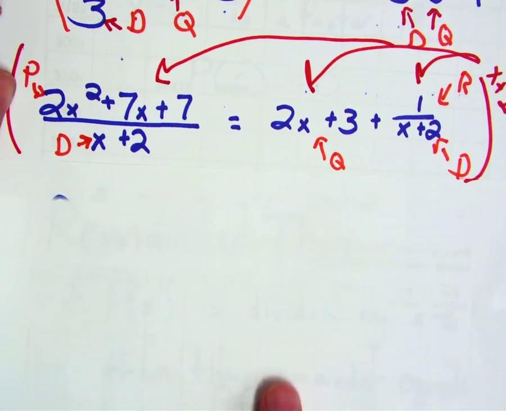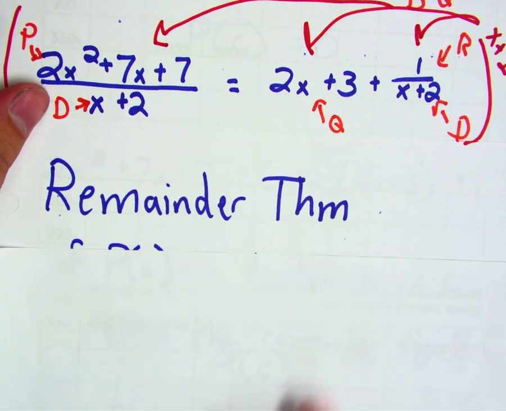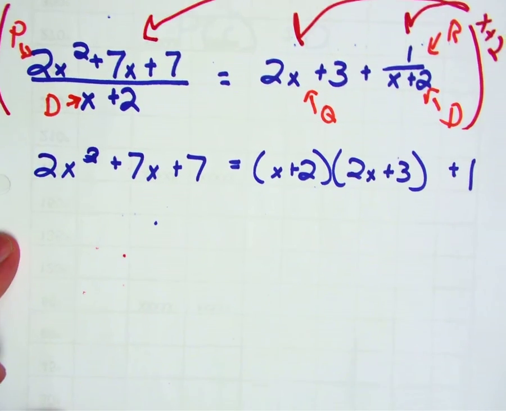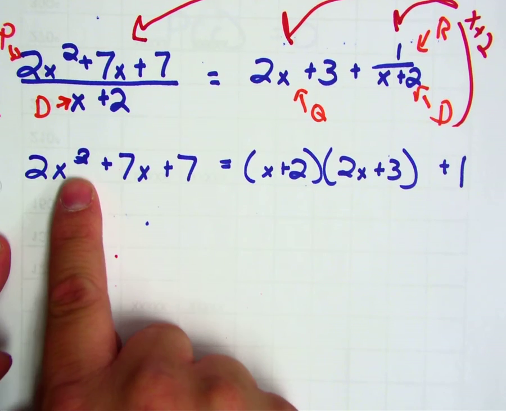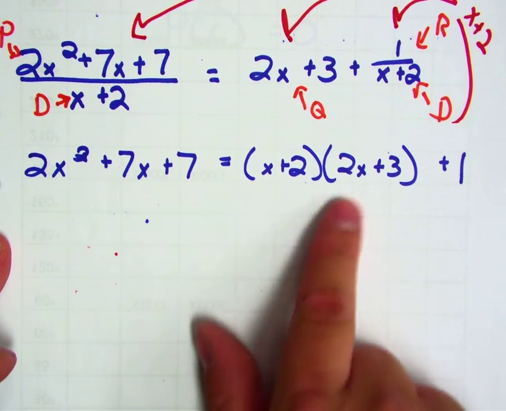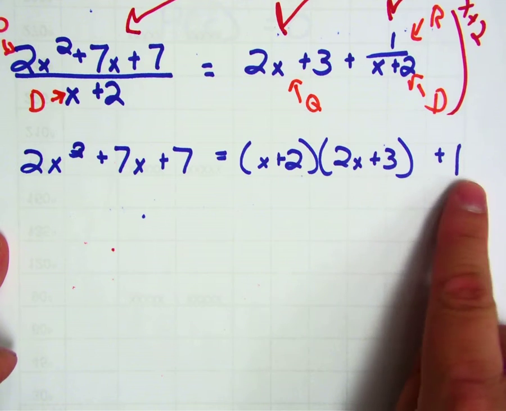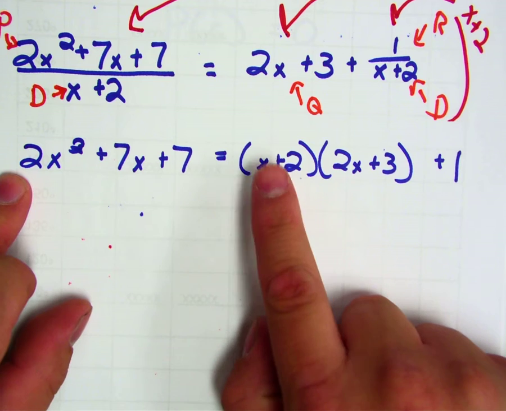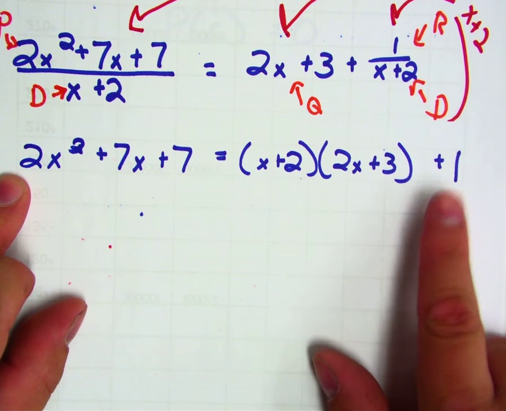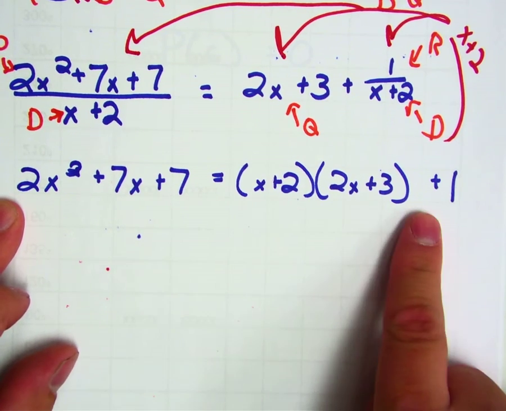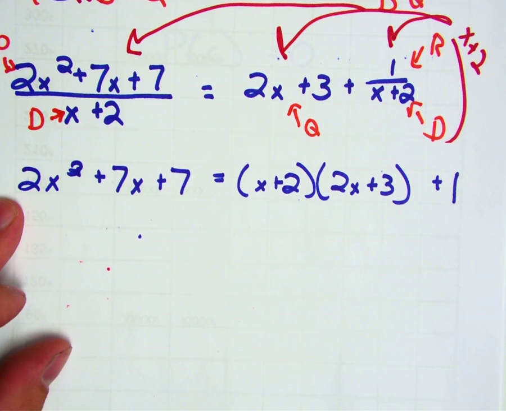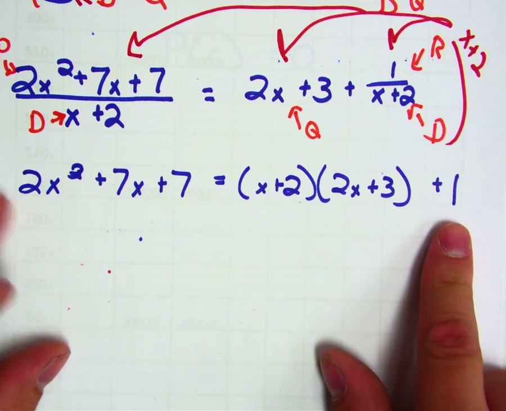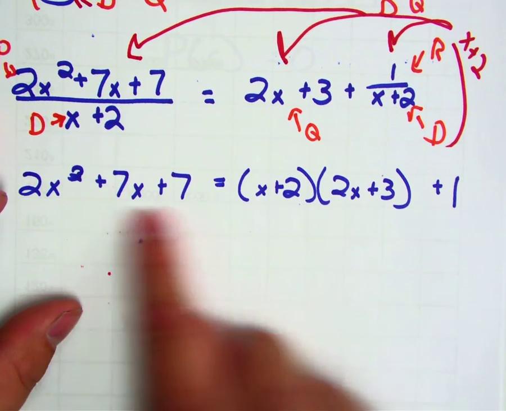If we multiply through and distribute, we get the exact same expression written in this product form. It's just another way of writing it: 2x squared plus 7x plus 7 is equal to x plus 2 times 2x plus 3, plus 1. In other words, the original polynomial is equal to the divisor times the quotient plus the remainder. And if you were to multiply this out, you'd see that's true. What we really did here is, when we divide a polynomial, we're pulling out that x plus 2 and we've got that remainder left over. And so this is just another way of writing that expression.